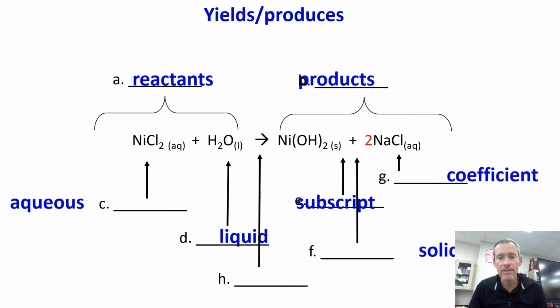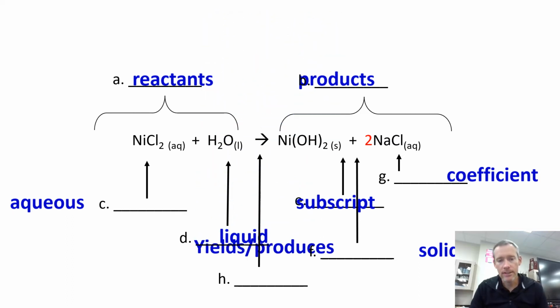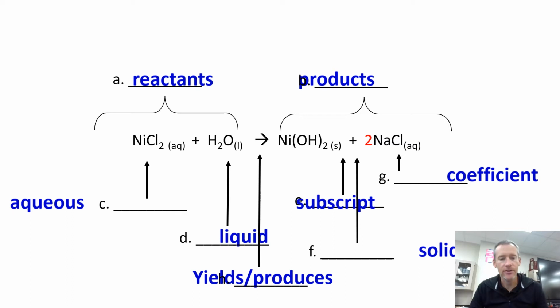The coefficient is the number 2 in front of NaCl. A coefficient, just like in algebra, is the number in front of something. And the arrow is yields or produces. Yield is the more common term. So reactants yield products. It's kind of funny to say reactants produces products. So yield is the arrow.